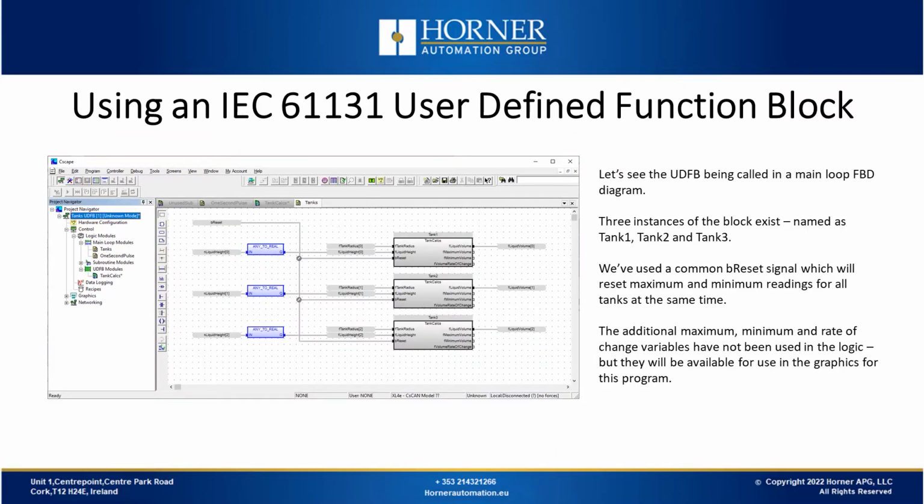Let's see the user-defined function block being called in a main loop FBD diagram. 3 instances of the block exist. We've used a common b reset signal which will reset maximum and minimum readings for all tanks at the same time. The additional maximum, minimum, and rate of change variables have not been used in the logic, but they will be available for use in the graphics for this program.